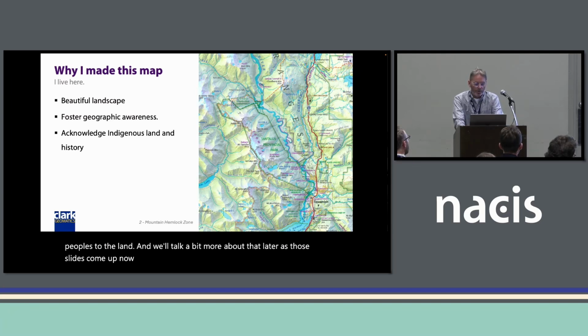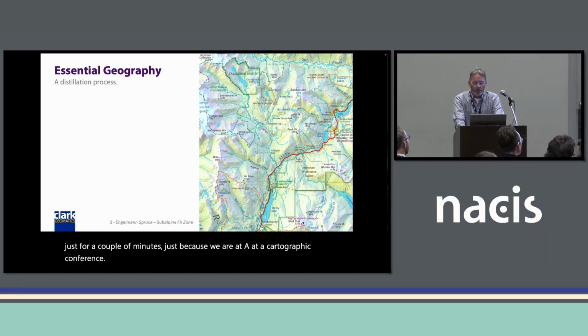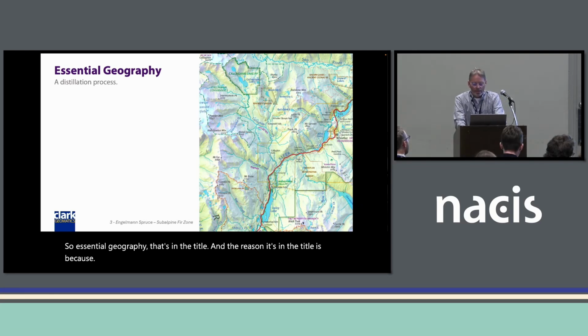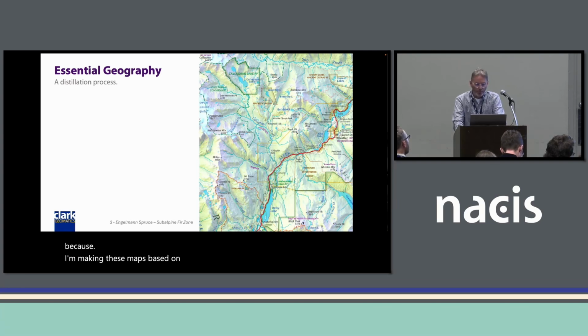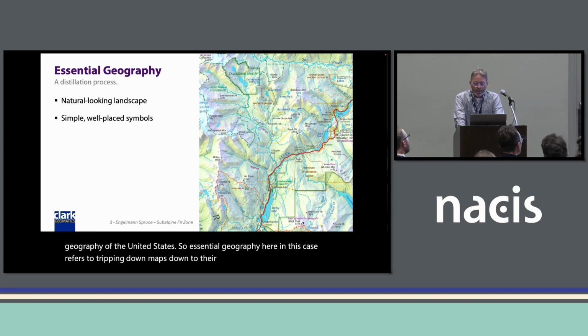Right now, we'll just talk about the map for a couple of minutes, just because we are at a cartographic conference. So essential geography, that's in the title. And the reason it's in the title is because I'm making these maps based on many conversations I've had with Dave Imus. Many of you would know who Dave Imus is. He's built the essential geography of the United States. So essential geography here in this case refers to stripping maps down to their essentials and improving the aesthetic and the practical functions of cartography, and believing that clear, focused maps foster a deeper understanding of the landscape.